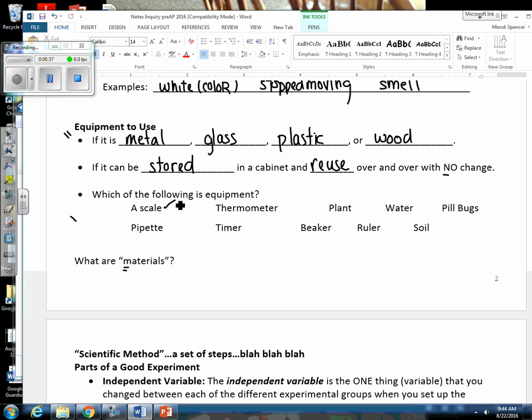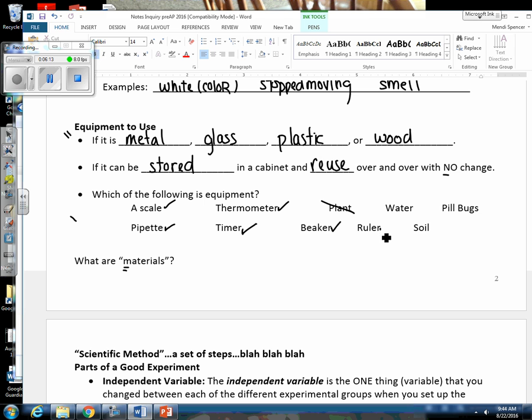So let's put a check mark there for equipment. A pipette. You all worked on mastering the pipette in this lab, and it's not as easy as it looks. Pipettes are made of plastic, I store them in my cabinets, I reuse them over and over again. So they're considered equipment. Same with the thermometer, reuse it over and over. Same with the timer. A plant. Well, if you think about a plant, I do not store plants in my cabinets, get them out, put them back. So a plant would actually be considered more of a material. So I'm going to cross through that. A beaker, yes. Glass, reuse them over and over again.